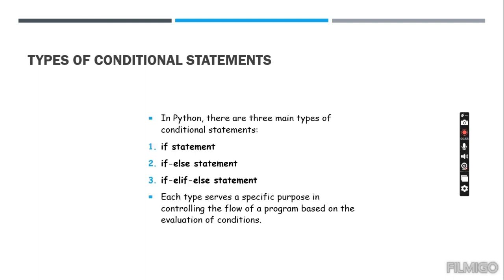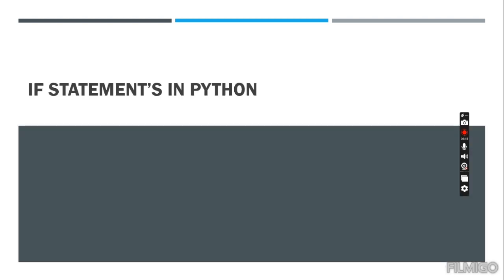In Python, there are 3 main types of conditional statements. 1. If statement. 2. If-else statement. 3. If-elif-else statement. Each type serves a specific purpose in controlling the flow of a program based on the evaluation of conditions. The if statement in Python is used to execute a block of code only if a specified condition evaluates to true. Here's how it works, along with an example.